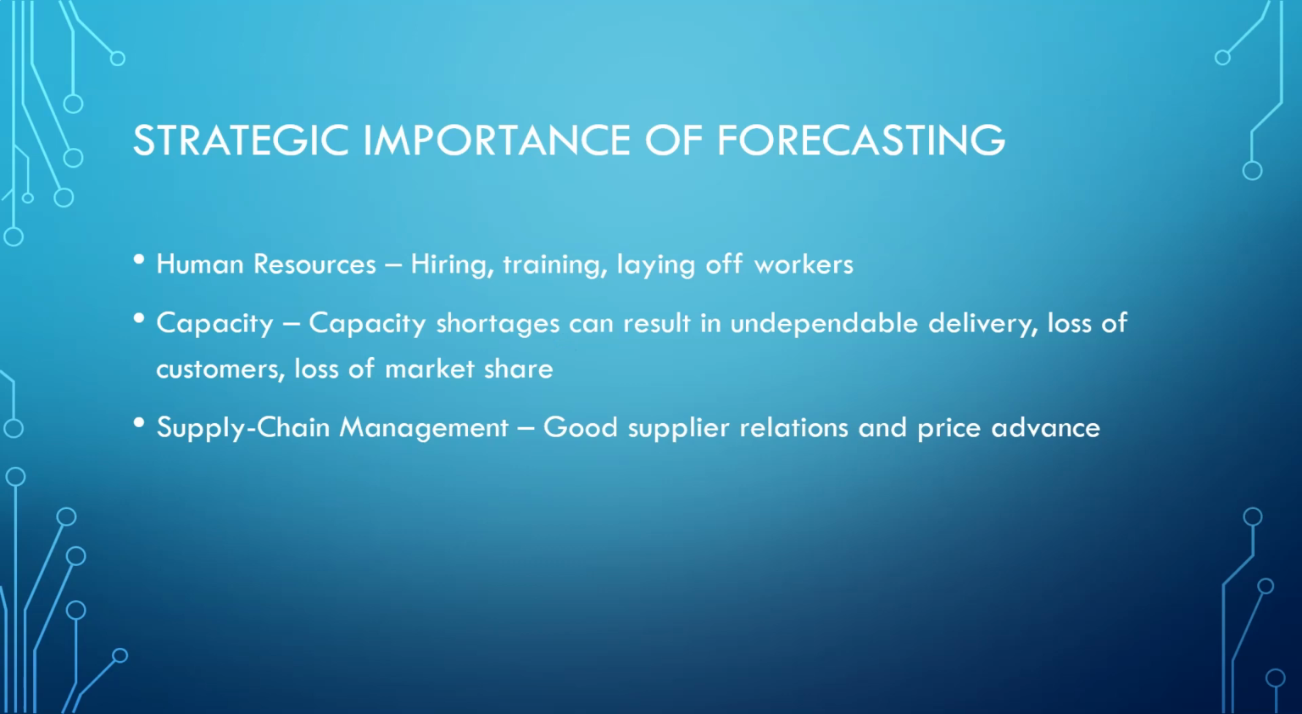In human resources, forecasting will affect the rate of hiring, training, laying off workers, and many other decisions. Forecasting capacity will prevent shortages in inventory levels. The shortage can result in undependable delivery, loss of customers, and loss of market share. The shortage of medical equipment in a hospital can lead to death, especially in the case of a pandemic. And in supply chain management, predicting and forecasting supplier behavior can create good supplier relations and price advantage.